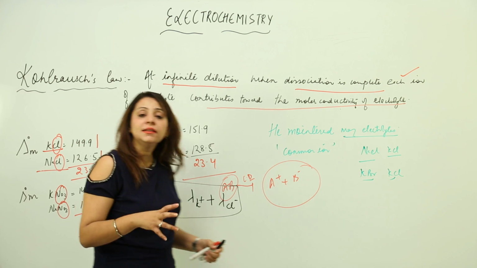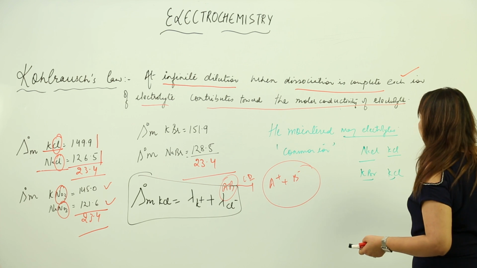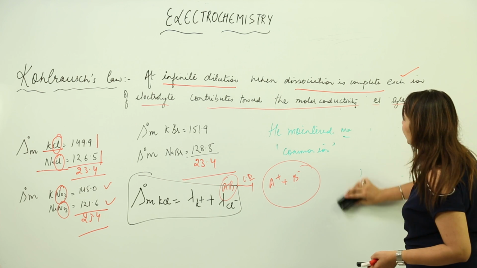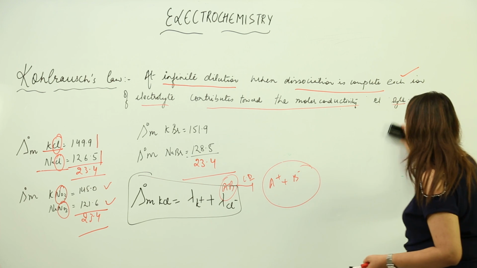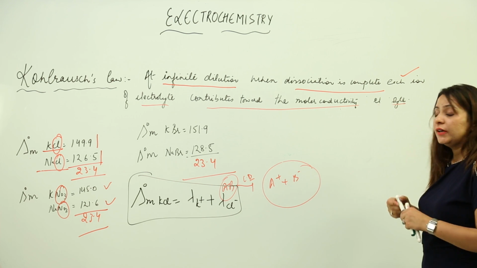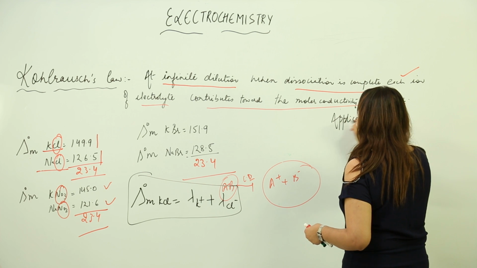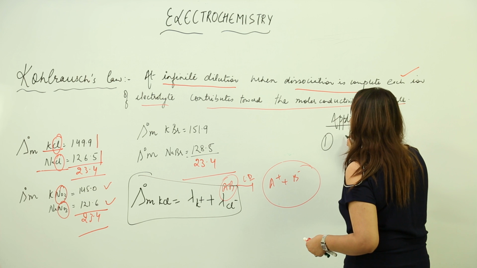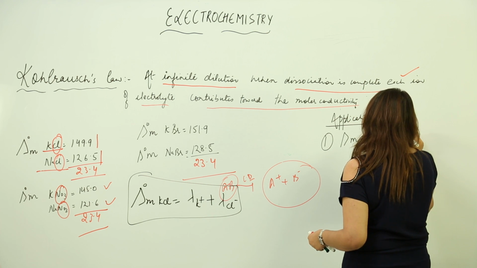Now it has certain applications and is used in many places. So let's see first where we can use this Kohlrausch law and how it is beneficial for us. The first major application is that it helps us to calculate molar conductivity for a weak electrolyte.